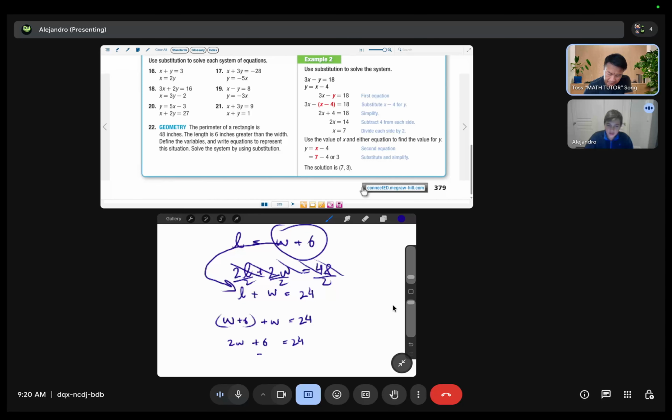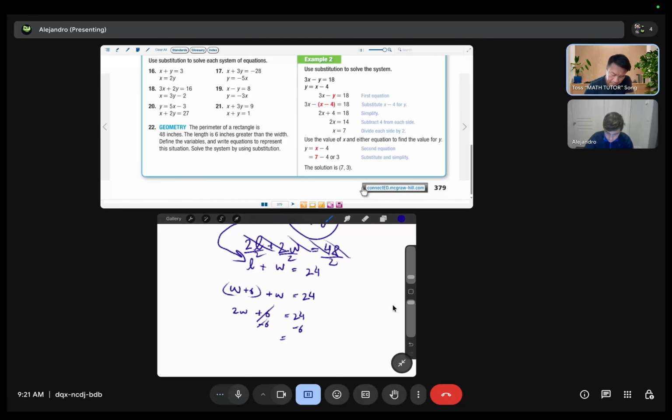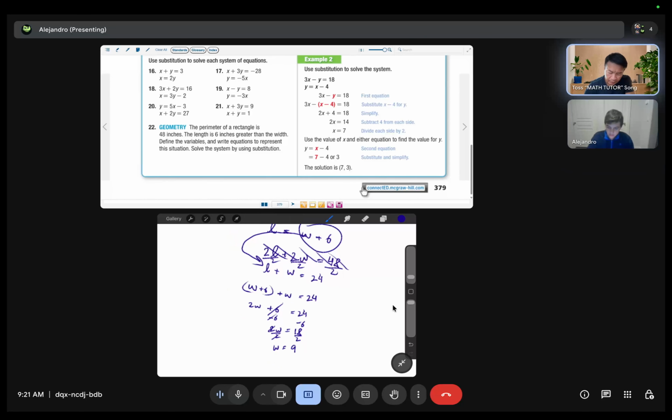And then subtract both sides by 6. What is that? 18. 2W equals 18. Then divide both sides by 2. So W equals 9. So the width is 9.